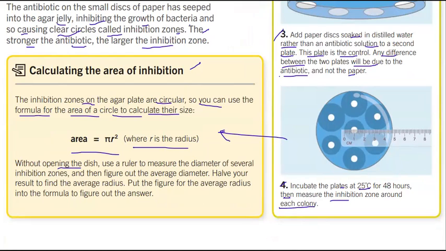Without opening the dish, use a ruler. This is the ruler, to measure the diameter of several inhibition zones and then figure out the average diameter. Halve your result to find the average radius and put the figure of the average radius into the formula to figure out the answer.